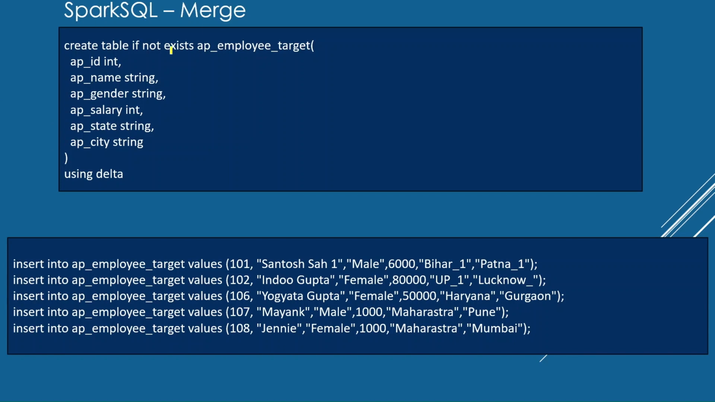Here I have created another table. It has the same set of columns. This is also a delta table and I have inserted 5 records in this table. So let me complete these two tables first and then we will see how we can merge these two tables.